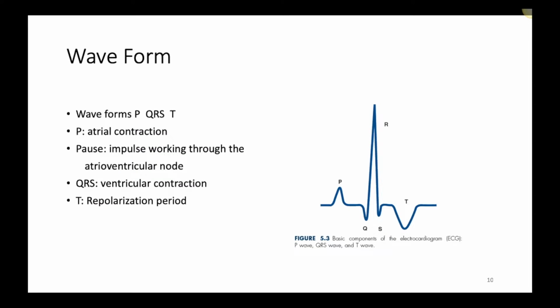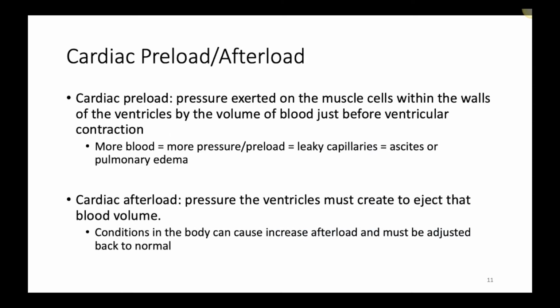So looking at our PQRST wave here, P is the atrial contraction, so that's the contraction of the atrium. Then we have a pause, which is the impulse working through from the sinoatrial node toward the atrioventricular node, so it just takes a little pause. The QRS complex indicates ventricular contraction, and the T is the repolarization period, when the cells are getting back to normal.